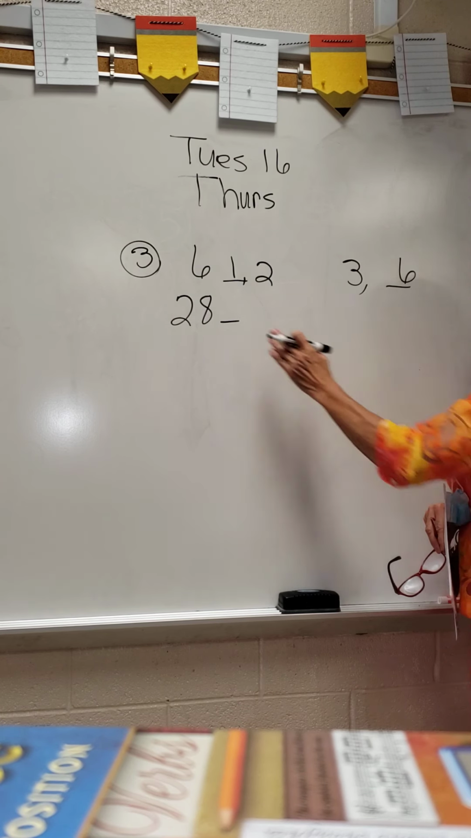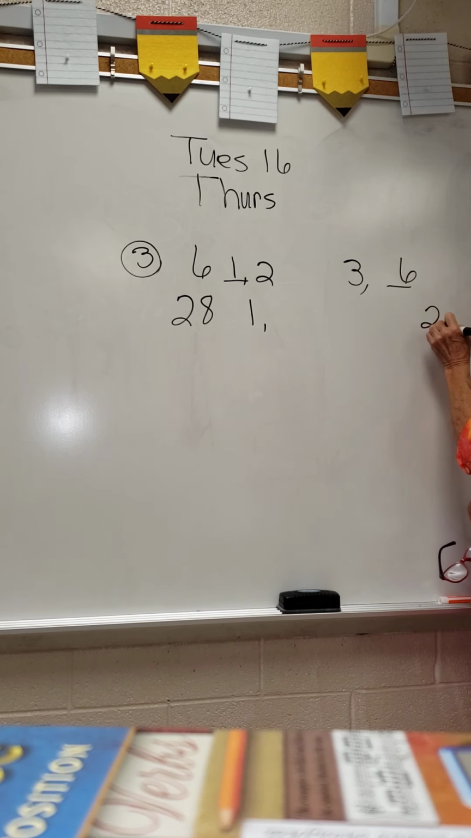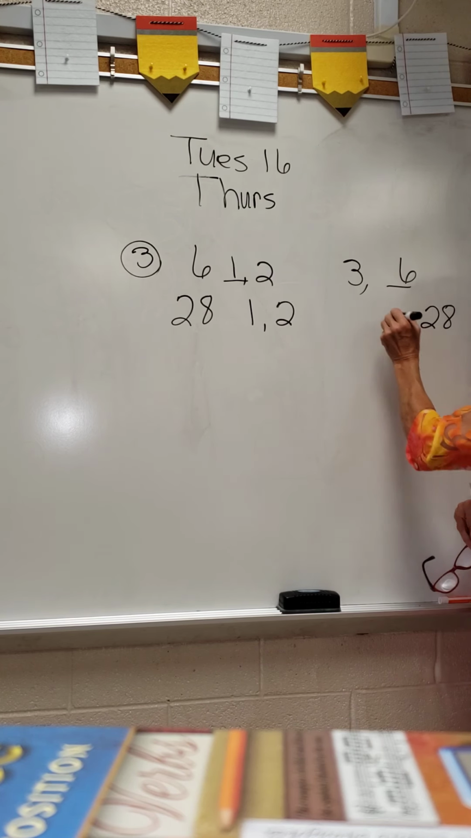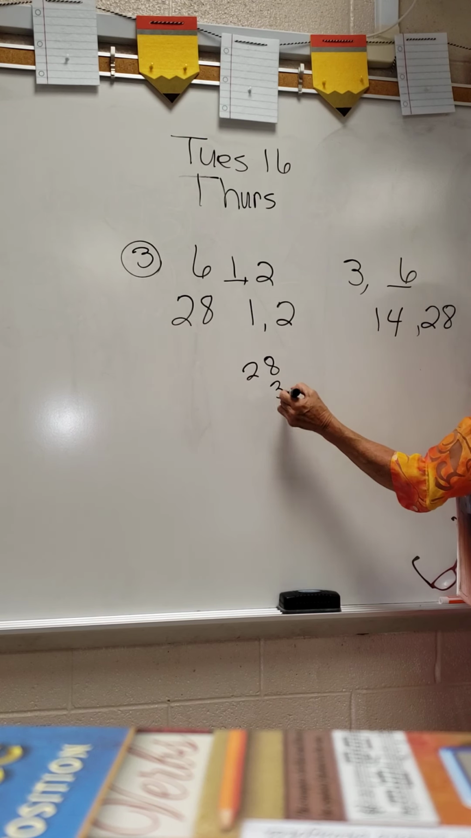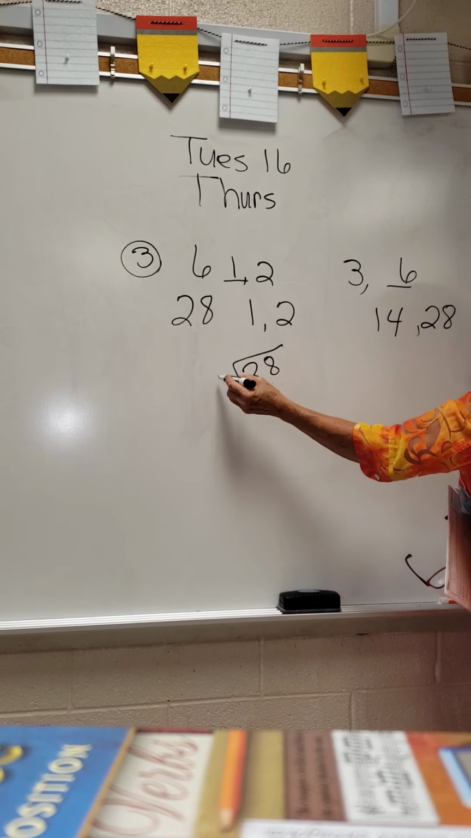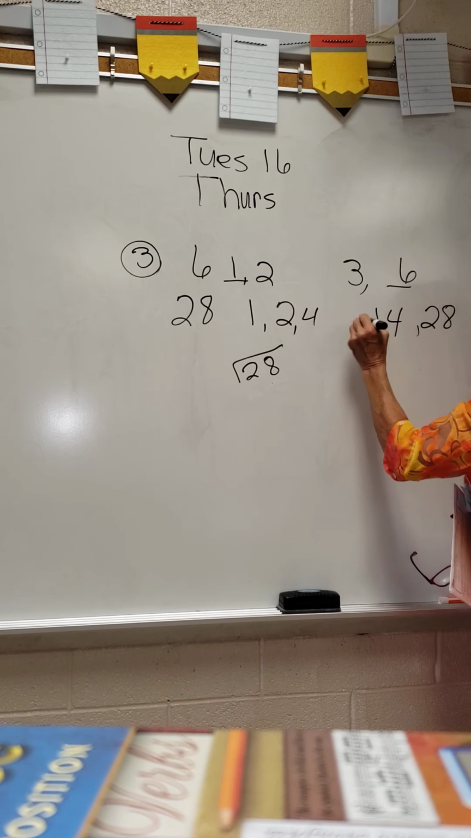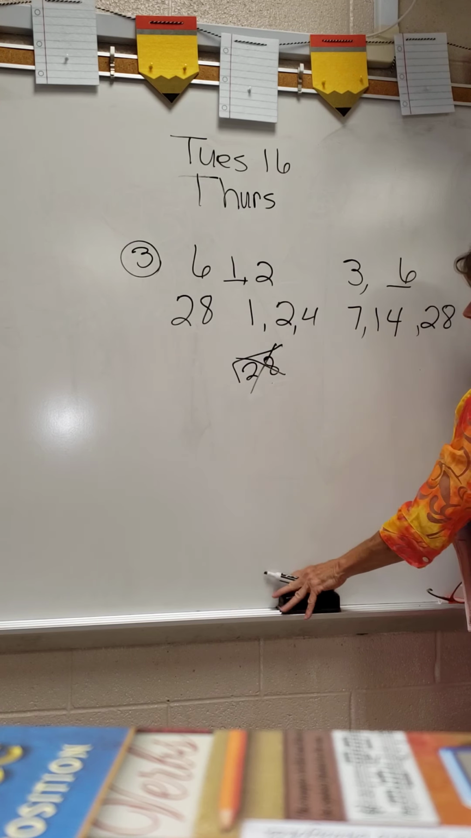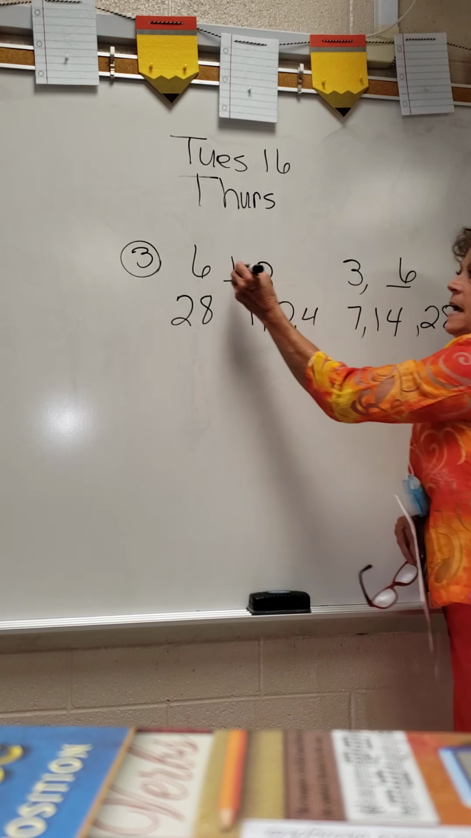Why? Because it's bigger. So we're going to start with 28, which will be 1 times what? 28. Okay. 2 times what will give me 28? 14. Very good. What about 3? Will 3 times something give me 28? No, it will be 27. Okay, 3 won't work. What about 4? Yes. 4 times what? 7. 4 and 7. 5, 6, and then 7. So we're done. There's all of our factors for 6 and 28.